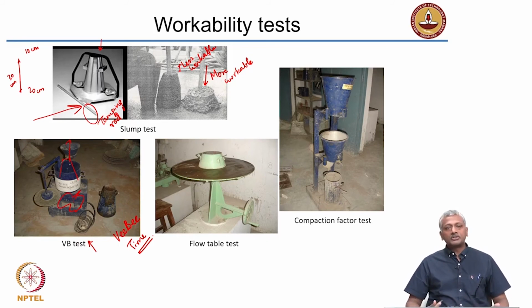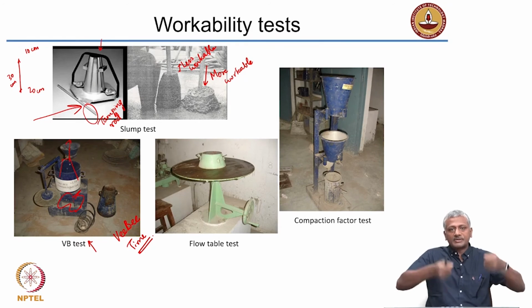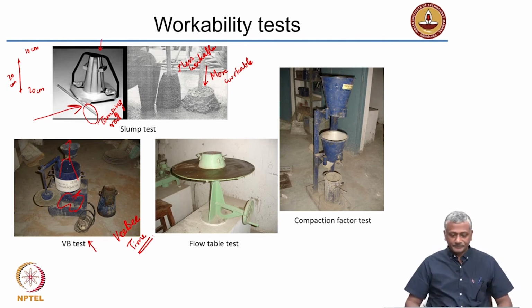For example, a concrete mixture that is highly flowable, as soon as you remove the slump cone, it will start assuming the cylindrical shape of the outer container.